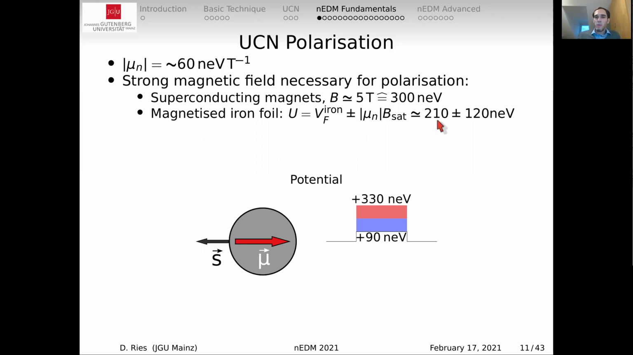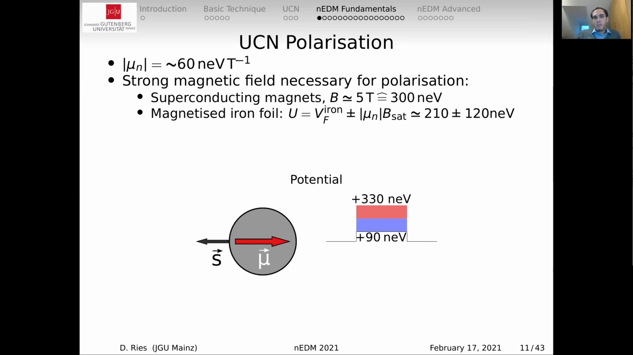So you end up with the situation that you have 210 plus or minus, depending on the spin state, 120 nano eV. So then it looks like this in the potential. The high field seeking neutrons will see a potential wall of about 90 nano eV height, while the low field seeking neutrons will see a wall of 330 nano eV height.